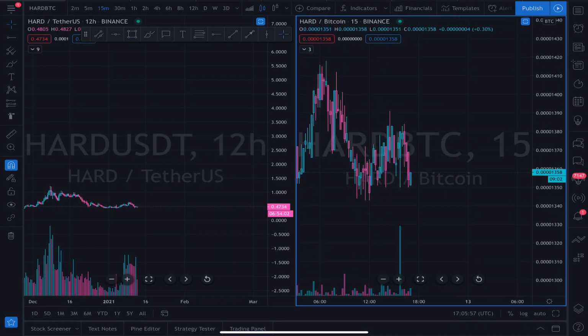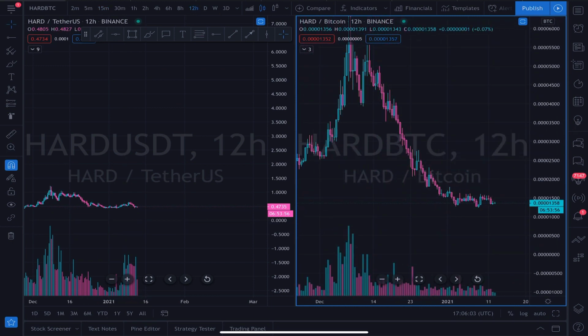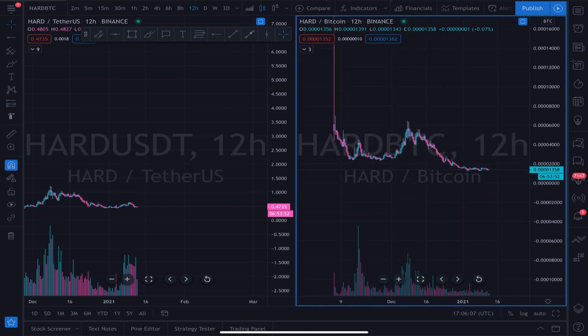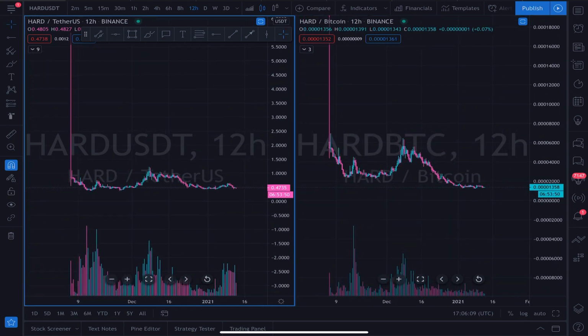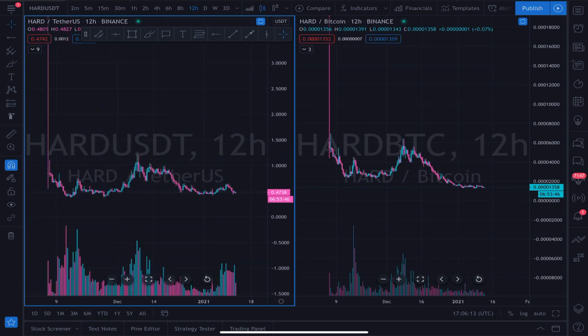And HARD on the 12-hour is in a downtrend. So you can see the difference here. It's quite a difference in charts. It looks pretty boring. It looks pretty crap. It doesn't look good. So let's try and break it down anyways.